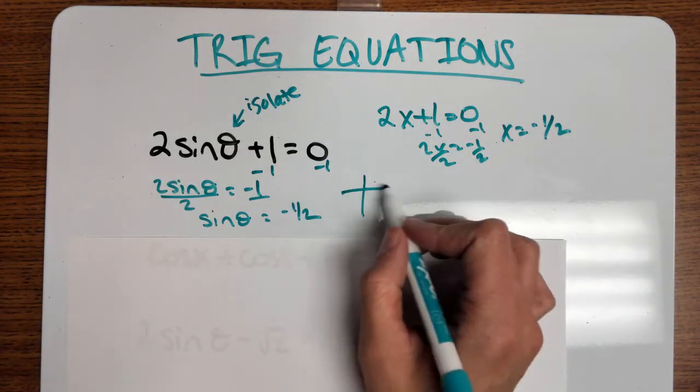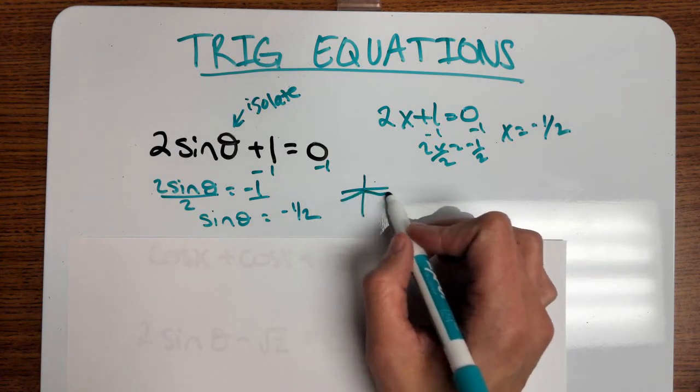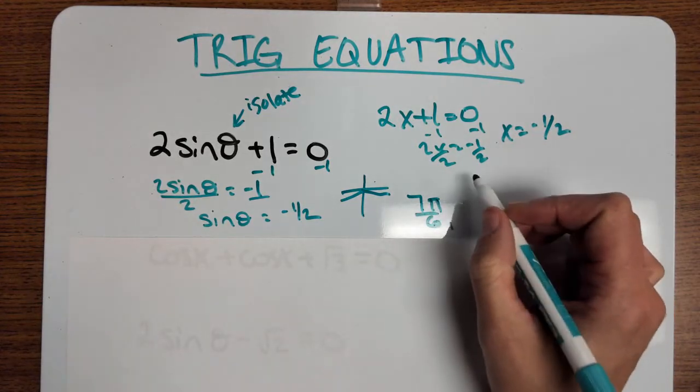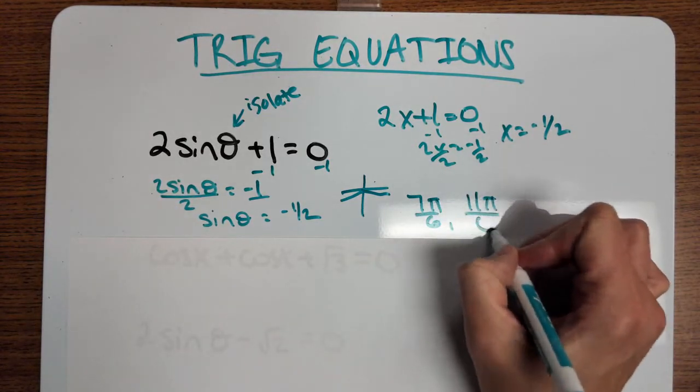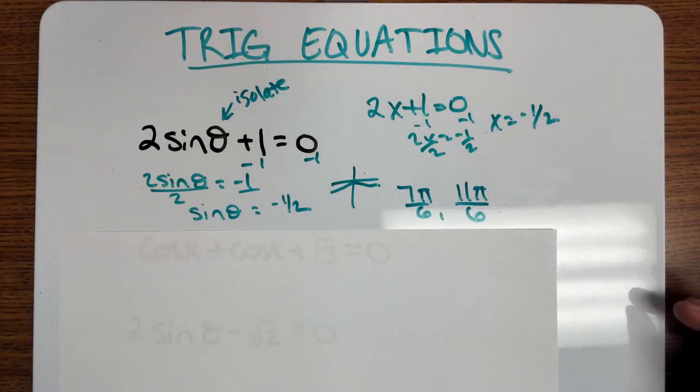Well, sine is negative in the third and fourth. So if we're talking about where sine is 1/2, that's going to fall at 7 pi over 6, and it's also going to fall at 11 pi over 6. So those would be the two times between 0 and 2 pi where this equation is true.